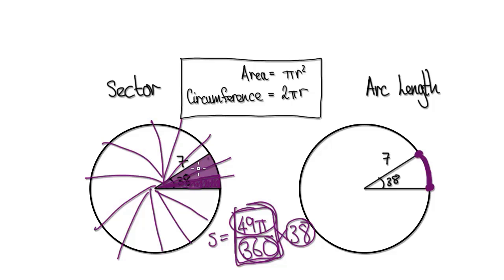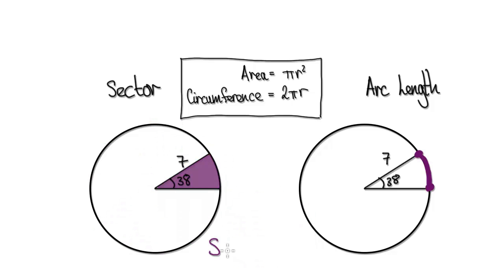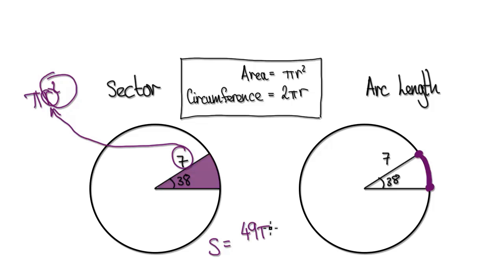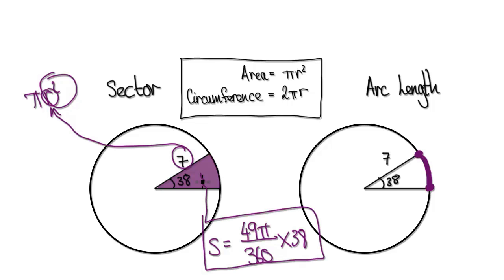So the area of a sector is given by pi r squared, but you put the 7 into the r, so this becomes 49 pi. This represents the area of the whole circle, and then you cut it up into 360 equal pieces, and then you get 38 pieces. So this would be the area of your sector.